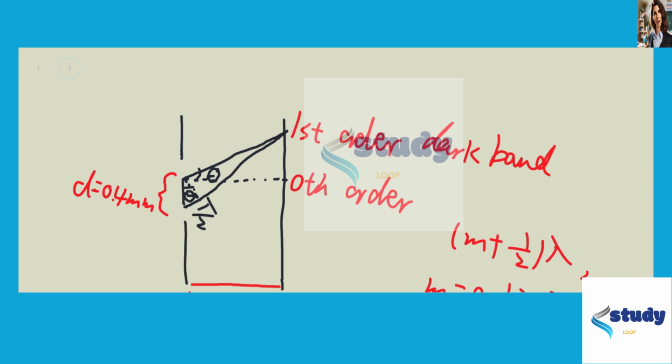The reason is that in order to form a dark band, the waves must be destructively interfering. That means it's m plus 1 half lambda, and m can be equal to 0, 1, 2, 3. Since there's a 1 half added to m, m in this case can be equal to 0. So it will be just 1 half lambda. When the path difference is 1 half lambda, the first order dark band will show up. The path difference is already shown here, from 0 to the first order dark band.